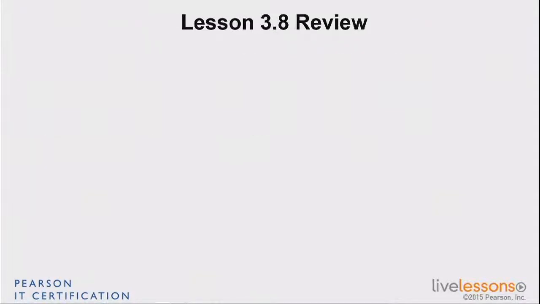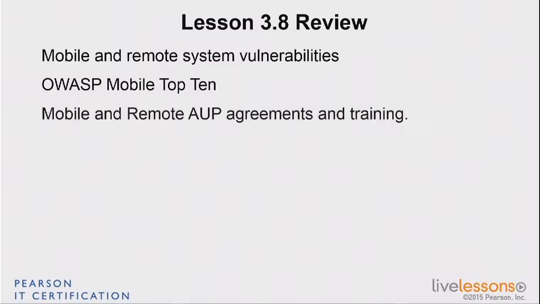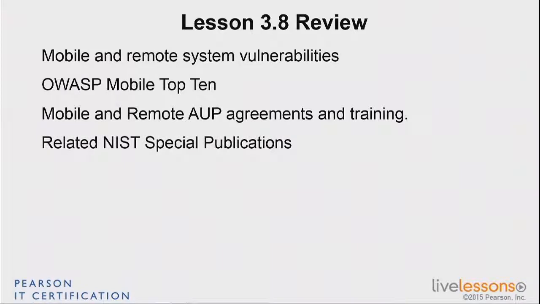So that brings us to the end of our lesson and to a review. Our lesson 3.8 review concludes. We talked about mobile and remote system vulnerabilities. We talked about the OWASP Mobile Top 10, and I'm encouraging you very much to go out to owasp.org, look at the Web Vulnerability Top 10, and look at the Mobile Top 10. And we discussed mobile and remote acceptable use policy agreements and the importance of training. And lastly, I showed you two NIST special publications that are related to this topic that I would encourage you to download and study.